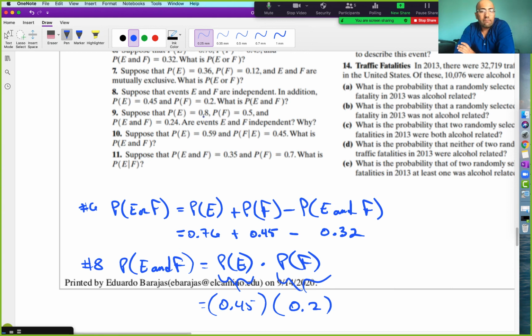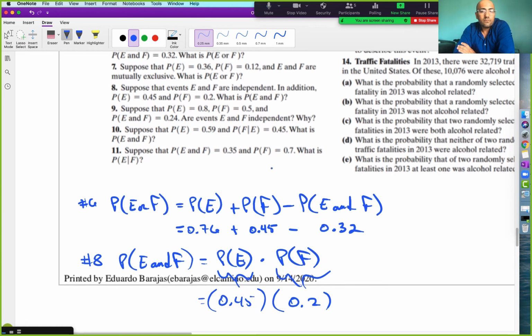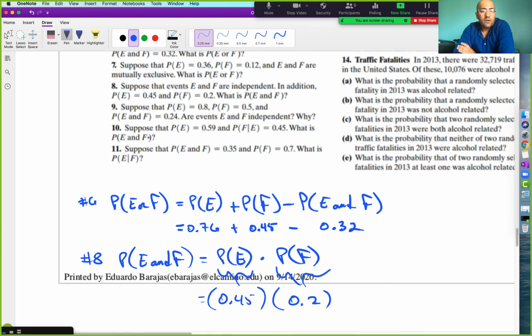If it's true that 0.8 times 0.5 equals 0.24, that means that this formula has worked and we're happy with that. On the other hand, if 0.8 times 0.5 does not equal 0.24, which it doesn't, then that means that the two events are not independent, right? Because that formula didn't work. Good.